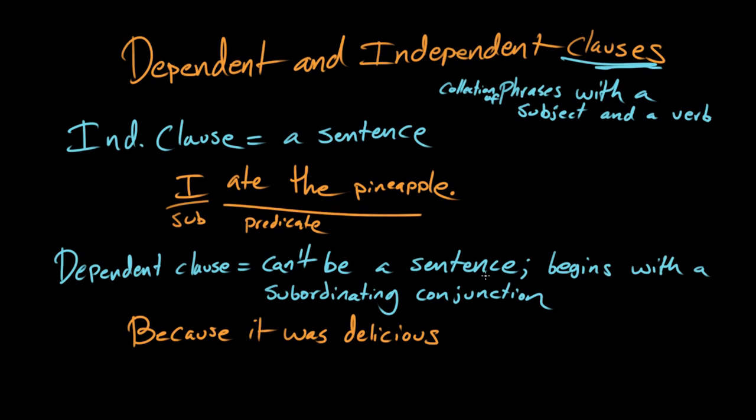So, "because it was delicious" is not a sentence. This is a dependent clause because it begins with this subordinating conjunction, "because." You could also work in something like "although" or "while," and any of these would make it a dependent clause. Now, if it was just on its own, "it was delicious," of course that's a sentence. The part that makes it dependent is this subordinating conjunction. You put that onto the front of it, and all of a sudden it needs an independent clause to lean up against.